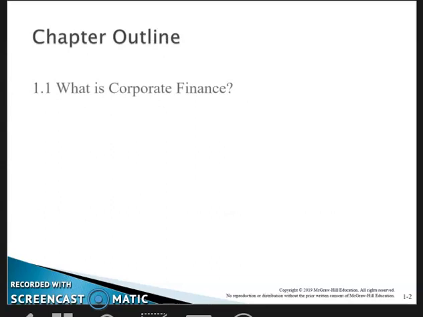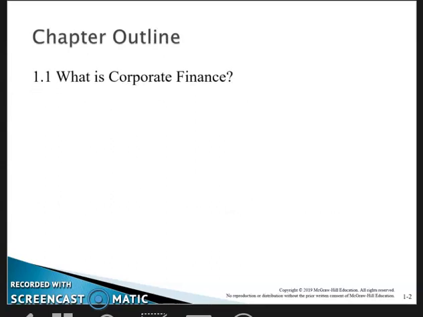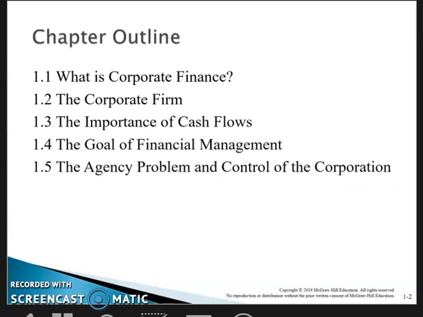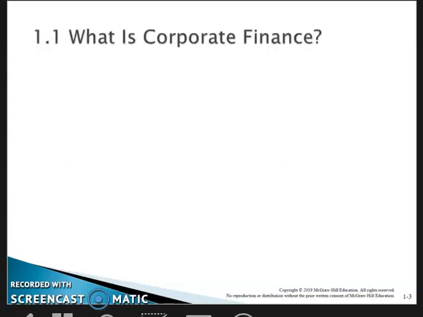So, chapter outline: 1.1 is what is corporate finance. 1.2, the corporate firm. 1.3, the importance of cash flows. That should be fairly obvious. Without cash flows, not going to survive, obviously. The goal of financial management. Agency problem and control of corporation. And then finally, regulation.